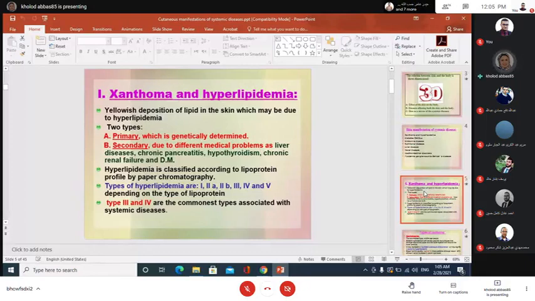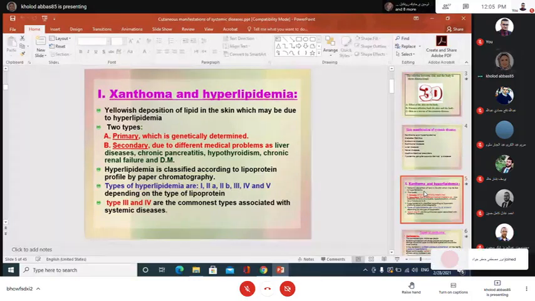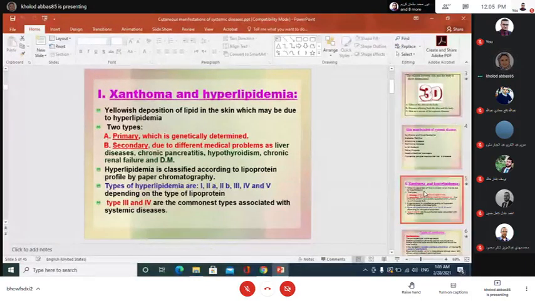What is xanthoma? It is, by definition, deposition of lipid in the skin, which may be due to hyperlipidemia. We have two types: primary, which is genetically determined, and secondary, which is related to other medical problems such as liver diseases, pancreatitis, hypothyroidism, chronic renal failure, and diabetes. Okay.